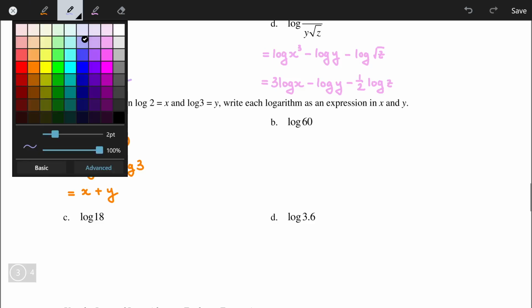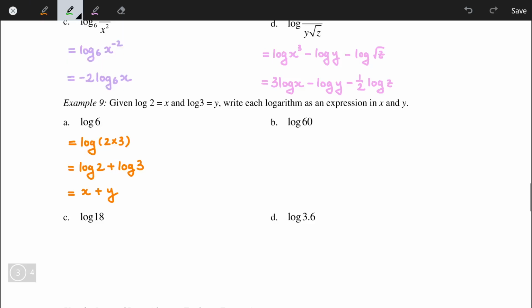So the next part, very similar kind of idea. So here we have, instead of just 2 times 3, we actually have 2 times 3 times 10 to make 60. So when we split this up, we have log 2 plus log 3 plus log 10. First two parts are just like in the previous example, we have x plus y, of course. And the third part, notice that we are not given the base. So once again, the base is 10, the common logarithm. And log 10 is just 1, since 10 to the first power is equal to 10. So we have x plus y plus 1.